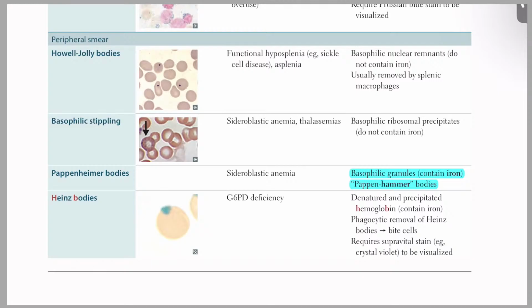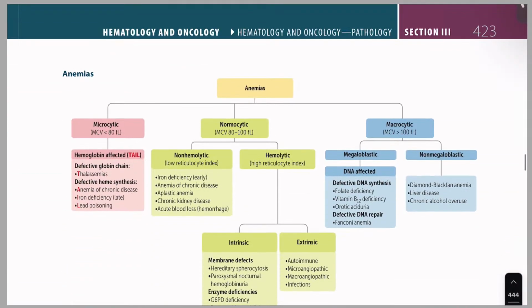Pappenheimer bodies. Heinz bodies: G6PD deficiency, denatured and precipitated hemoglobin, contains iron. Phagocytic removal of Heinz bodies leads to bite cells. Requires supravital stain, that is crystal violet, to be visualized.